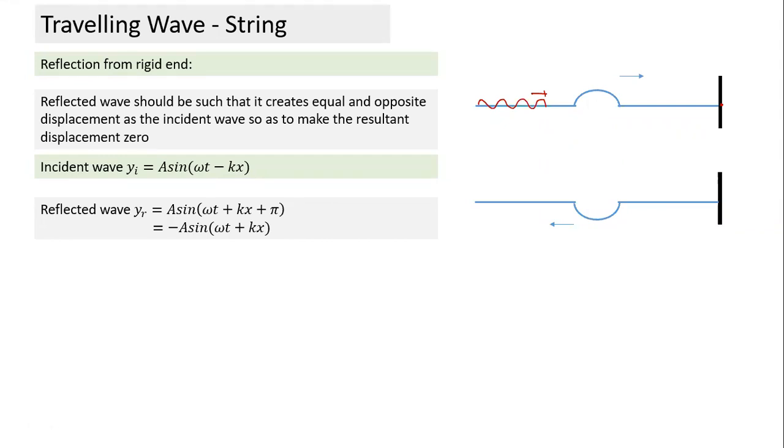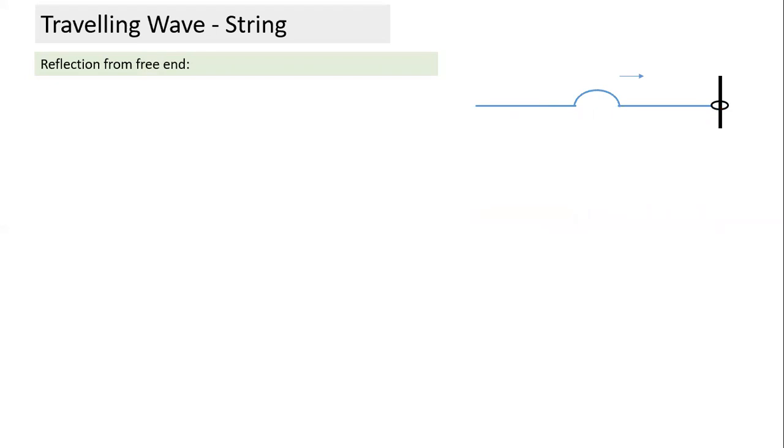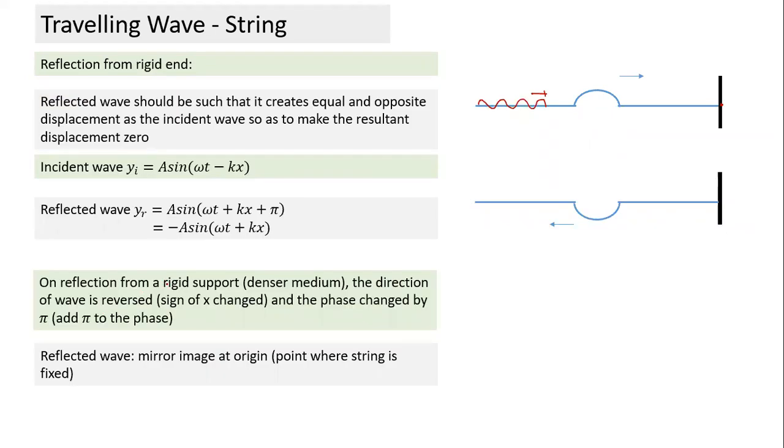Okay. So what we understand from here, I'll just briefly mention this point. On reflection from a rigid support, and we can extend this logic to a denser medium. What is a denser medium? A medium in which the velocity of the wave is lower. The direction of the wave is reversed. The sign of x is changed. That's the direction reversed. And the phase is changed by angle pi. We add a pi term here. So two things are happening. Rather than writing that the wave is inverted, we write in terms of addition of phase pi. The pi has the same effect of inverting the wave. So this is reflection. We'll stop here and we'll continue about reflection in the next session.